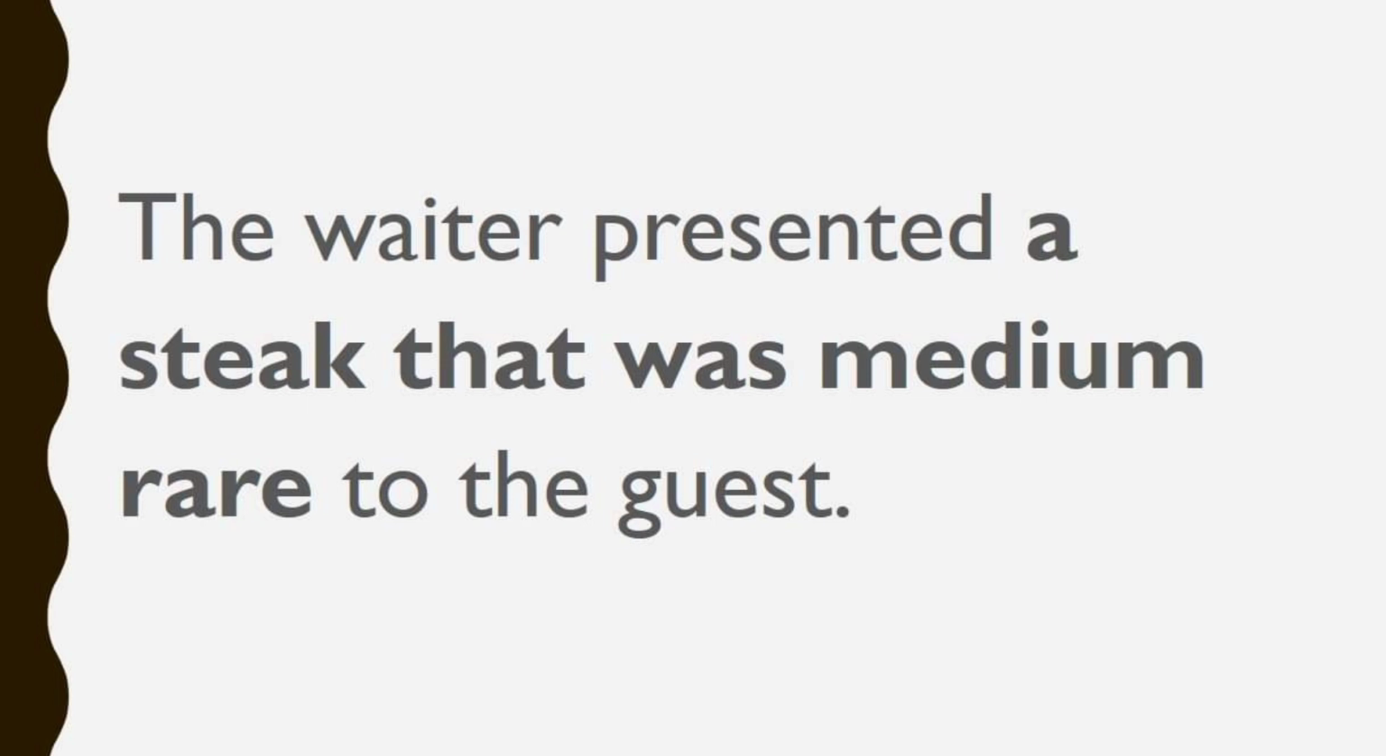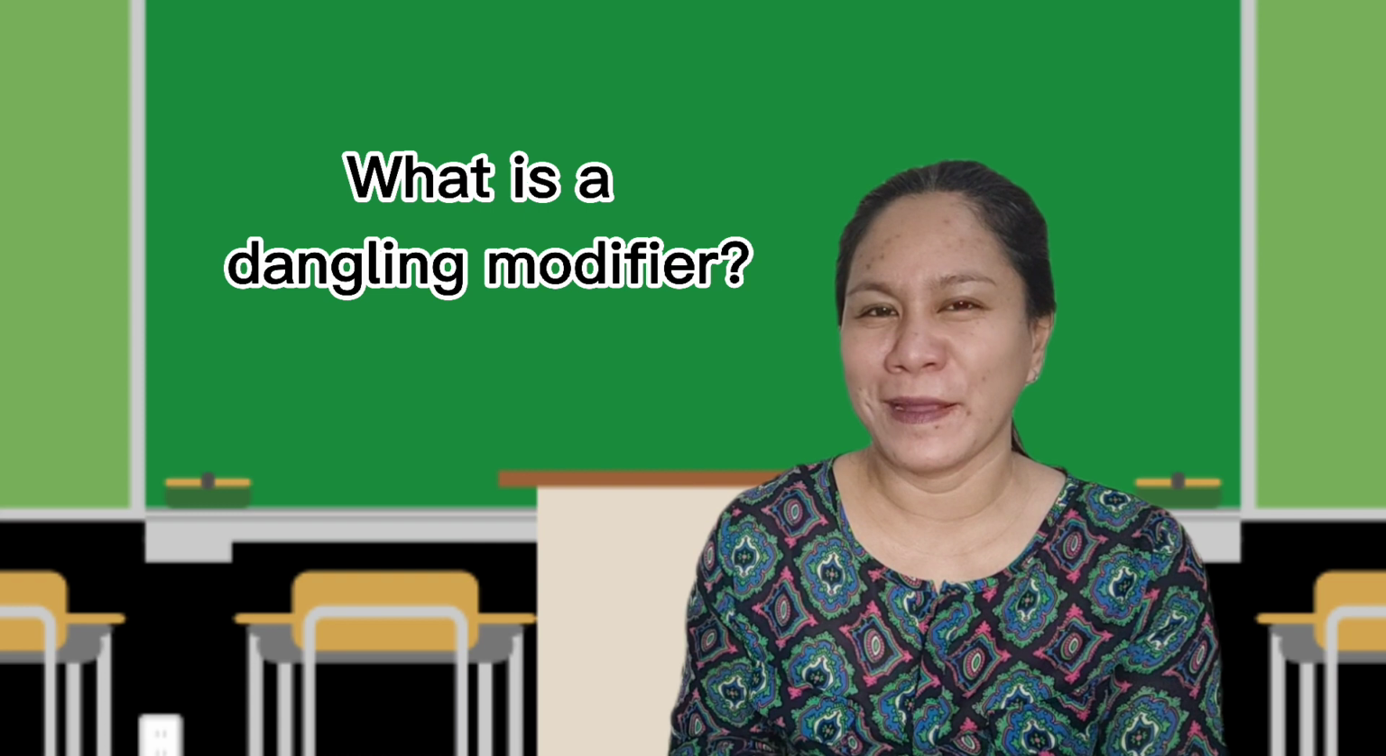Notice that the modifier is moved to where it should be so that it indicates that it was the steak that was medium rare and not the guest. I repeat, in correcting a misplaced modifier, you just have to move the modifier close to the word it modifies. How about a dangling modifier?